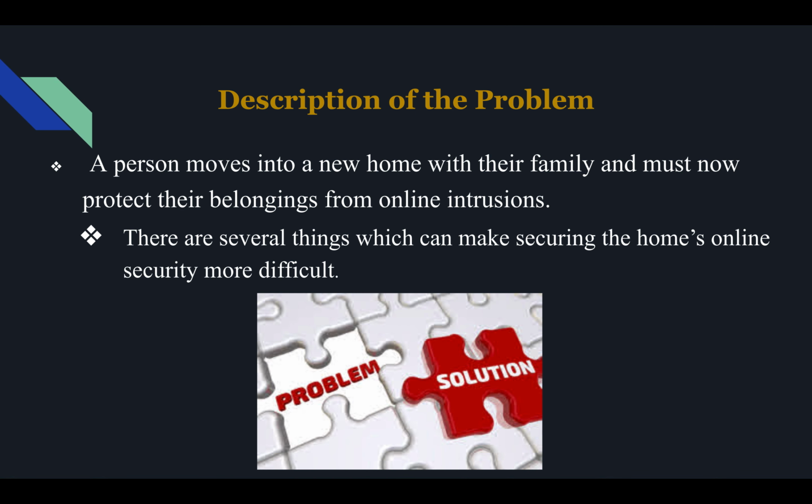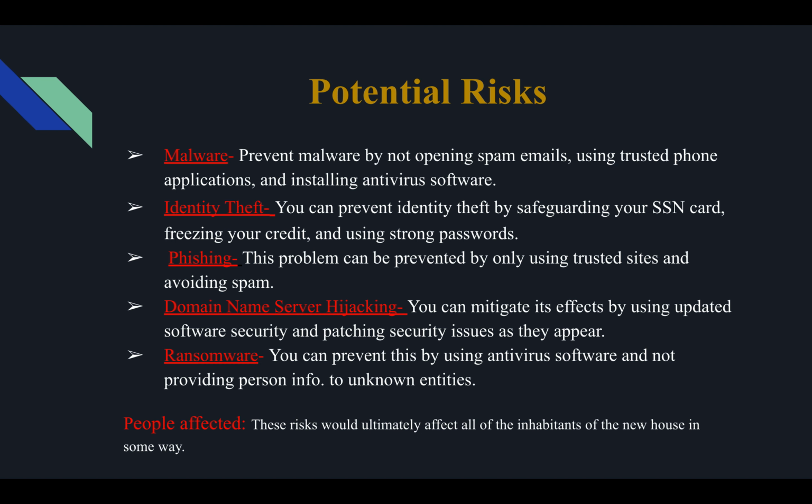Description of the problem. A person moves into a new home with their family and must now protect their belongings from online intrusions. There are several things which can make securing the home's online security more difficult. Potential problems. First, we have malware. This is software specifically designed to damage a person's device. You can get malware by opening spam emails and accessing hacked websites. You can prevent malware by not opening spam emails and installing antivirus software.